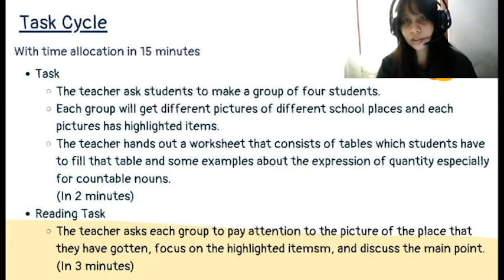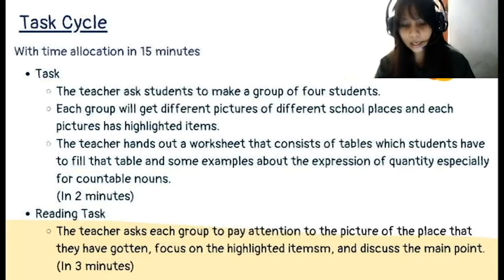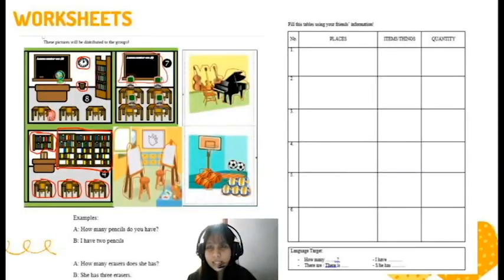The teacher uses real-world tasks, where the expressions they have learned after this class will be used outside the classroom or in a communicative activity. And these are the worksheets, and there are 2 worksheets here. The first one is the pictures, which will be cut and distributed to each group, and the tables will be distributed to all students.